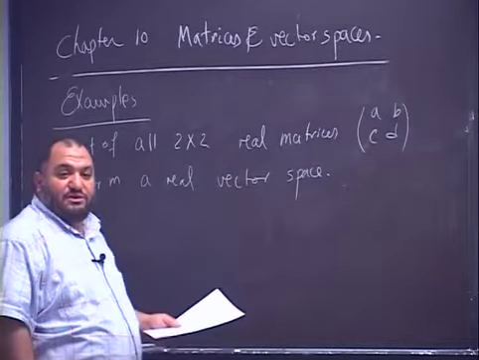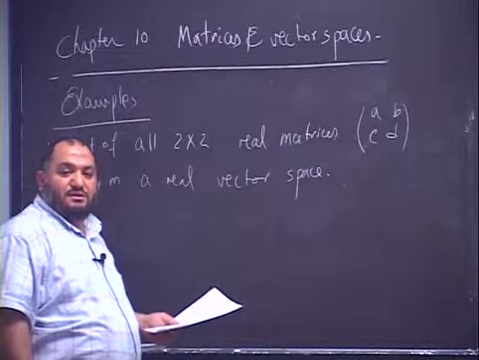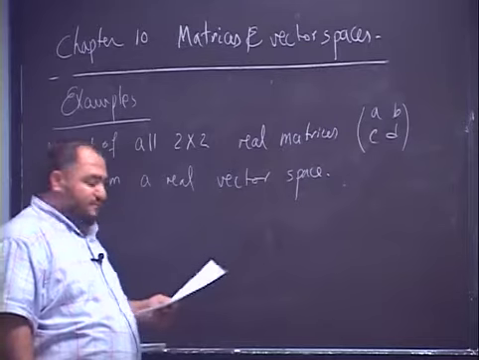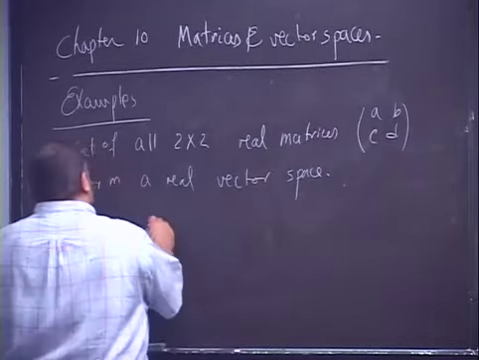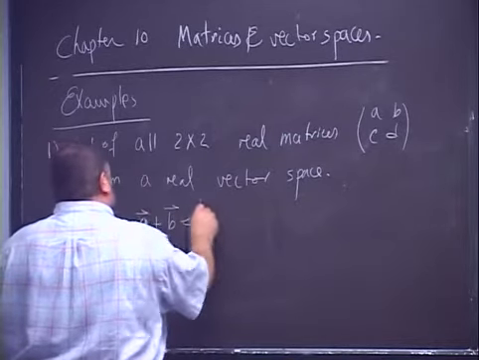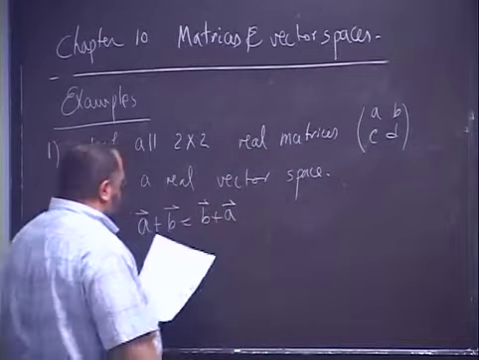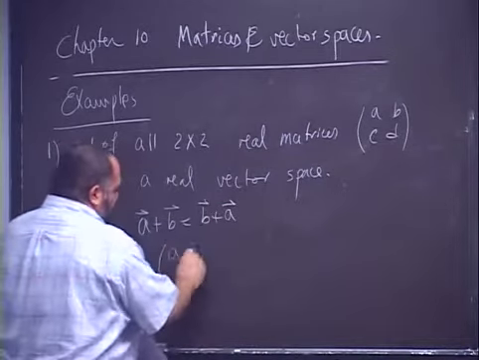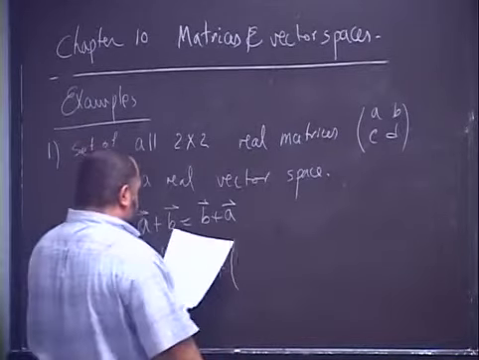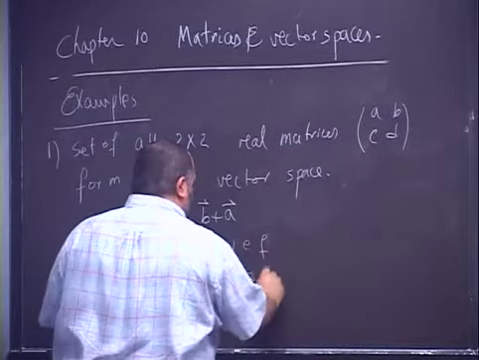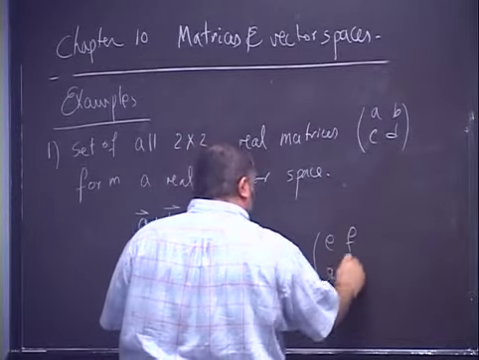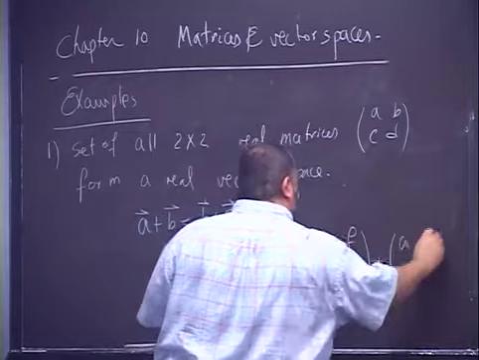How will we check this? By going back and checking this against the axioms that we just stated. So let's do, for example, some of those. We knew that A plus B is equal to B plus A for the vectors. So let's check here. A, B, C, D plus E, F, G, H is equal to the same E, F, G, H plus A, B, C, D.